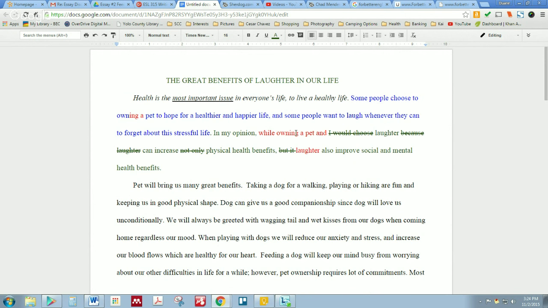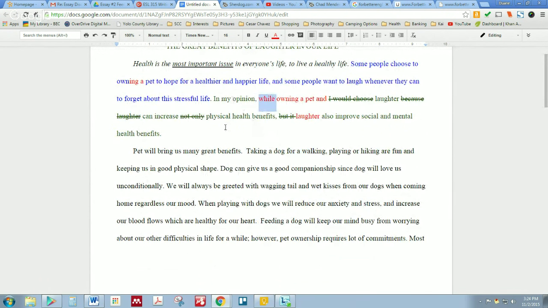So here we see that we're comparing and contrasting owning a pet and laughter. And it also gives a structure to the essay where she will talk about owning a pet first and laughter second. And that's what happens in the essay. So the while construction, I think, is better, stronger for this essay. So I think this is a stronger thesis.